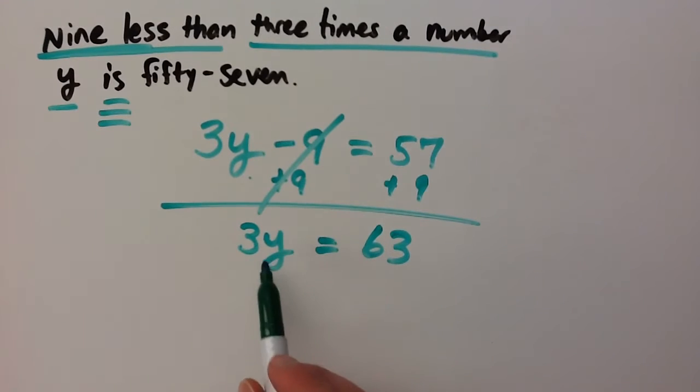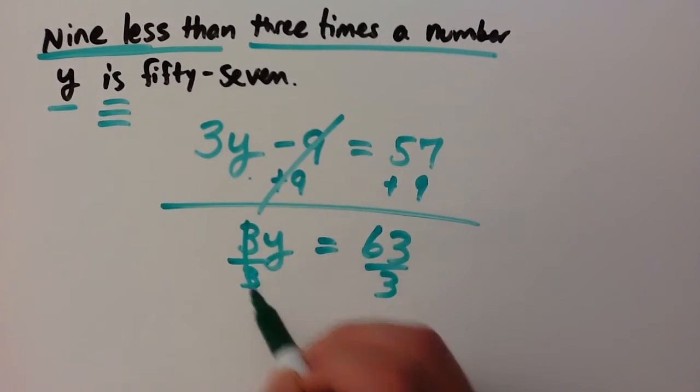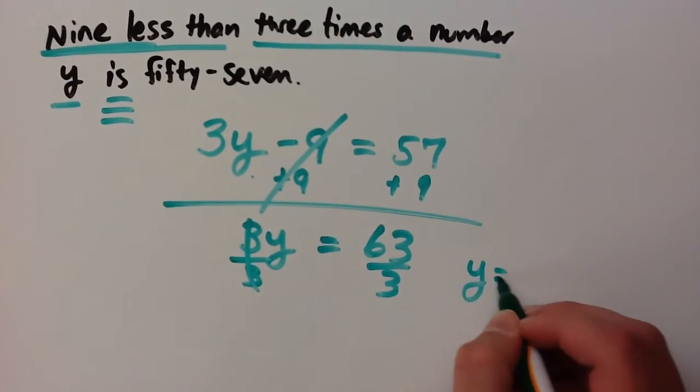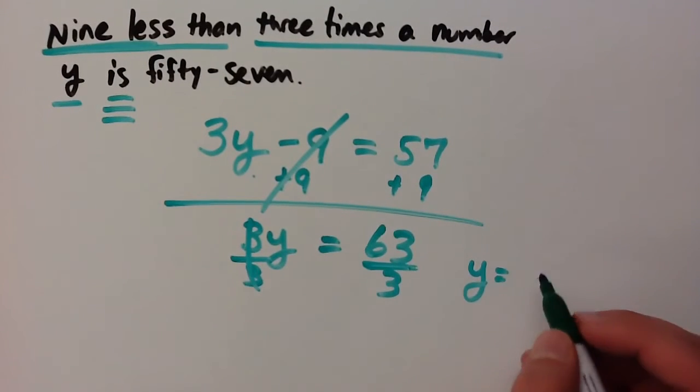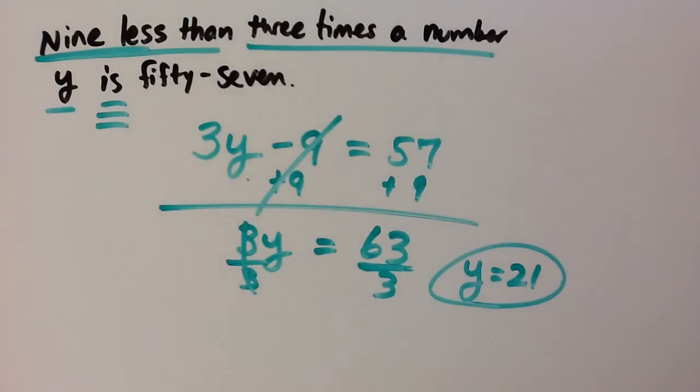Final step, solve for y. 3y, of course, means multiplication, and I know division undoes multiplication. So I divide both sides by 3, and y is equal to 63 divided by 3, which is 21. So y is equal to 21.